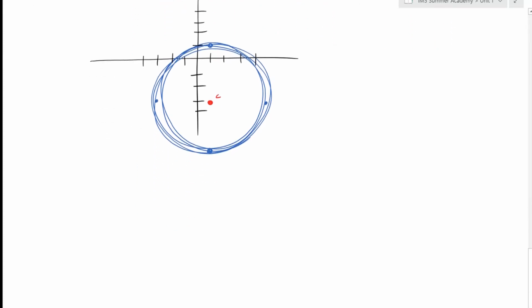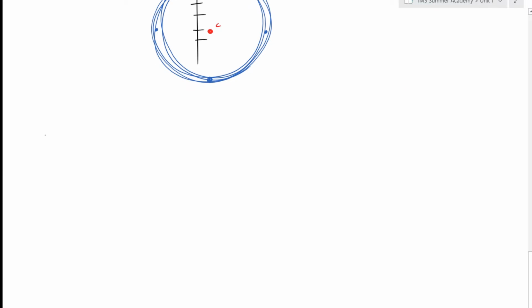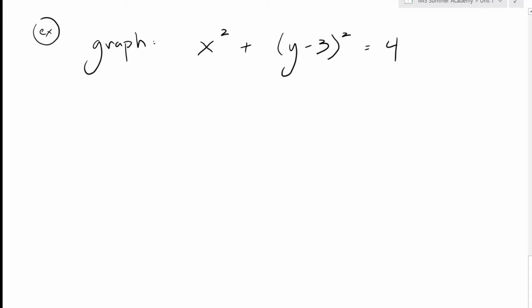Okay, so let's go with one last one. I'll throw a little tricky one at you to see how you do. Let's say that they told us to graph x squared plus y minus 3 squared equals 4. Okay, so let's just work it like normal.